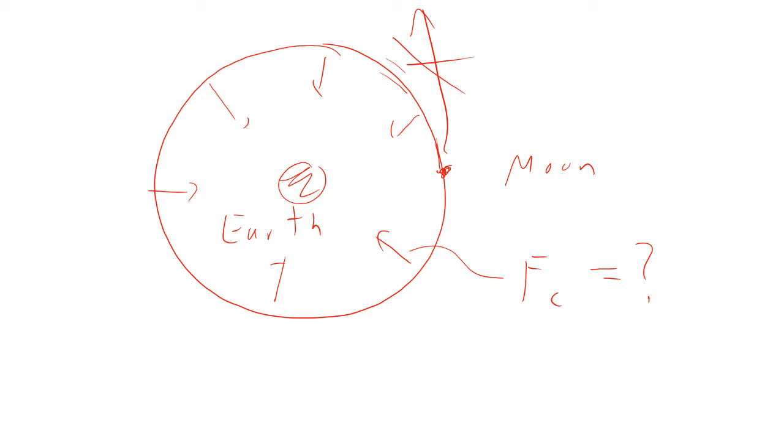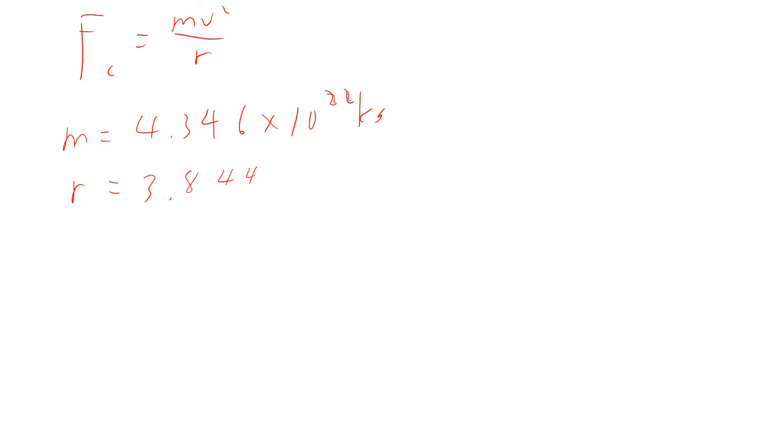Okay, so that means that we need to calculate that. So centripetal force we know is mv squared over r. Well, all we need to know is m, v, and r. Well, we can look that up. Mass of the moon, 7.346 times 10 to the 22nd kilograms. And r, well, the moon's orbit is actually slightly elliptical, and so I'm going to give you the average value here. So that's 3.844 times 10 to the 8th meters. Okay.